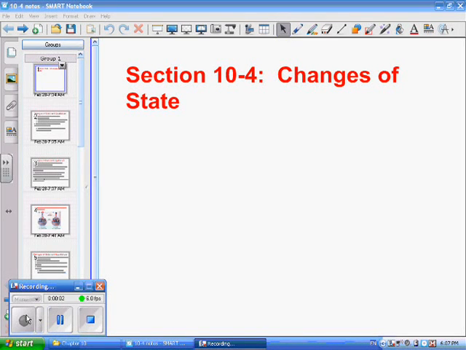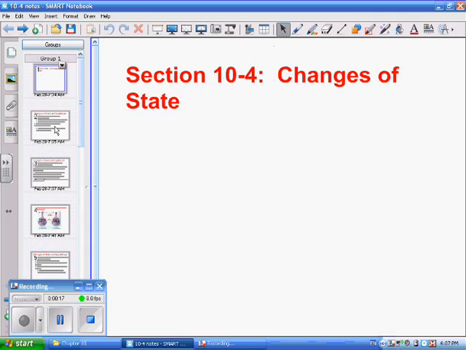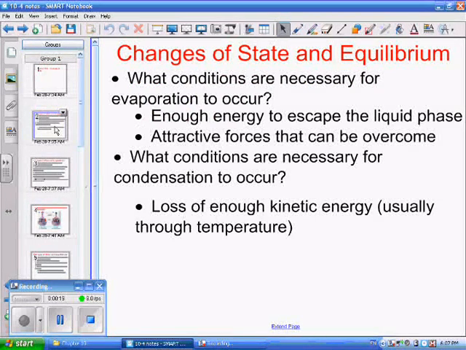Section 10-4, changes of state. Here's a quick lecture on this, and you guys can use this to help you study. The reason I'm doing this is because some of the stuff in this chapter is a little bit more than information, so I want to throw it out there and at least explain it to you. Okay, let's get started. Changes of state and equilibrium.